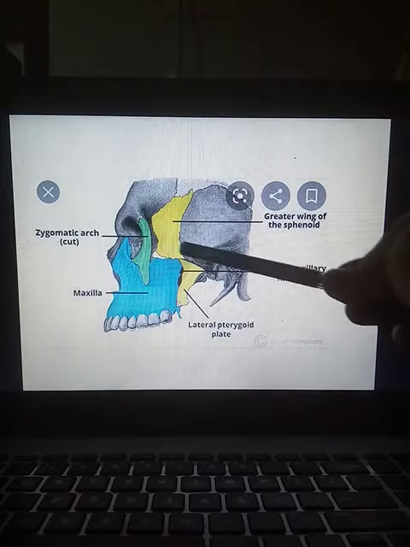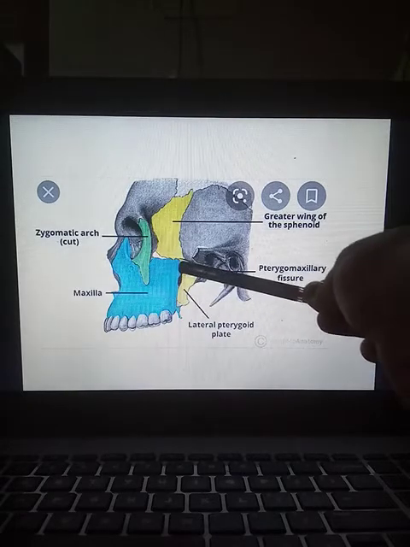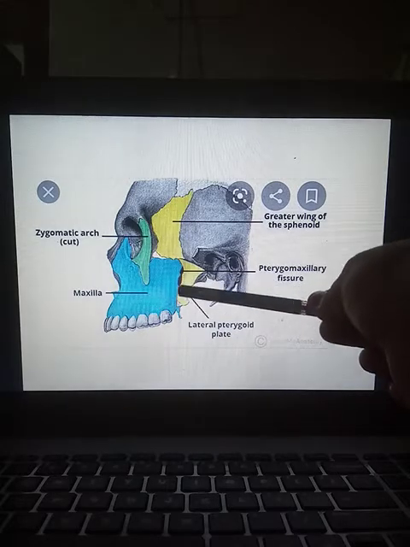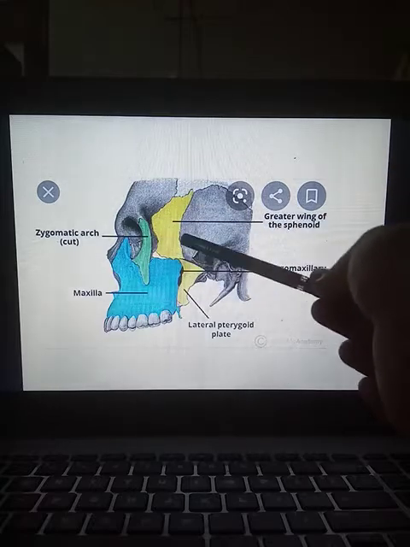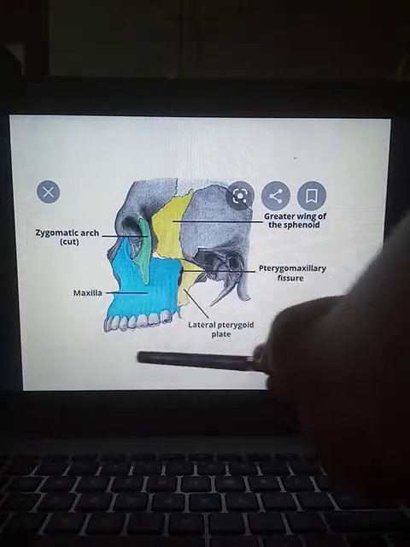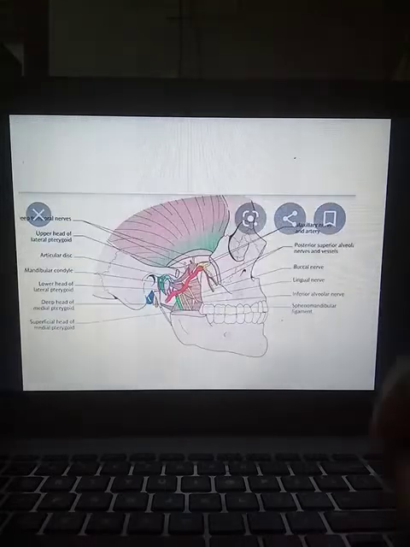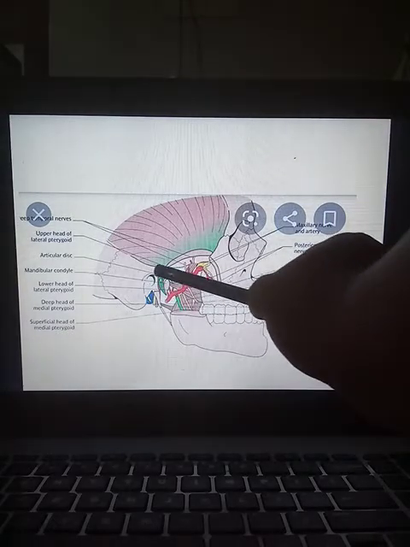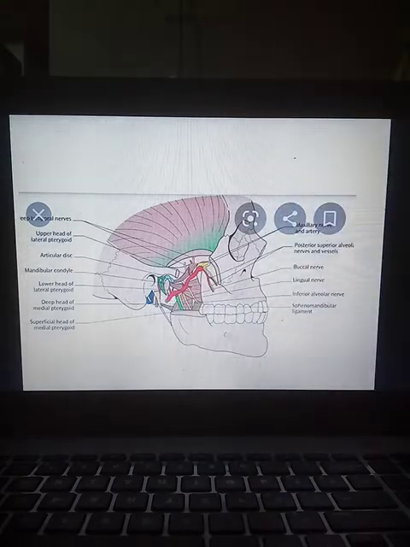Again, anteriorly the body of the maxilla, superiorly the infratemporal surface of the greater wing of the sphenoid, medially the lateral pterygoid plate, then you have a space here, and over it laterally you will be having the ramus of the mandible. Then the contents: what contents you will come across in your infratemporal fossa. This is your infratemporal fossa. This is the zygomatic arch. Below the zygomatic arch is the infratemporal fossa.